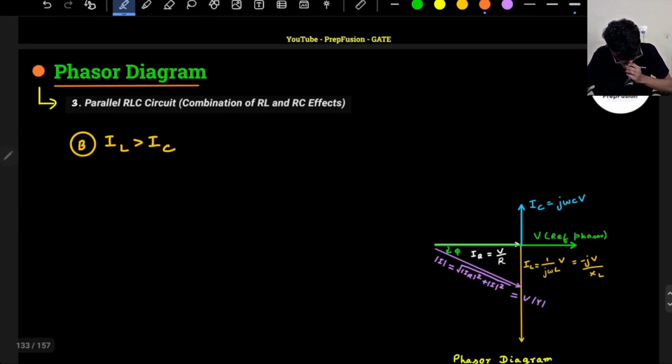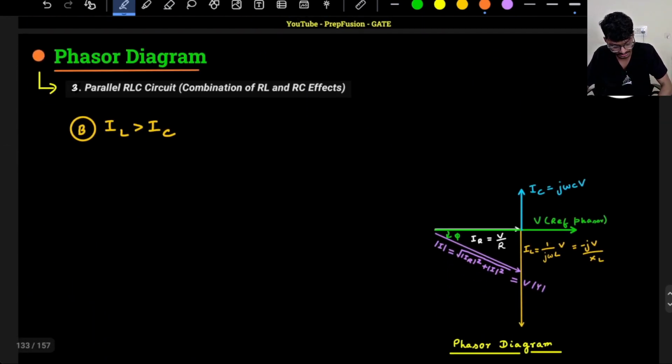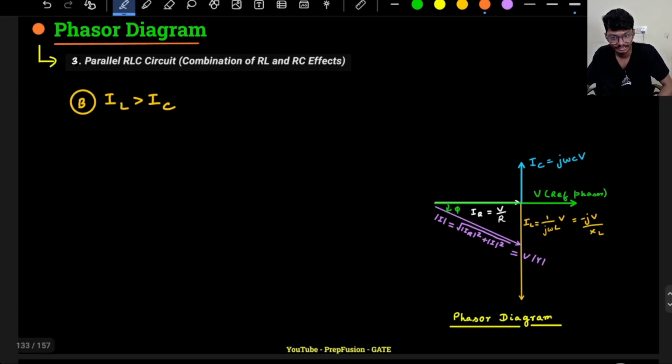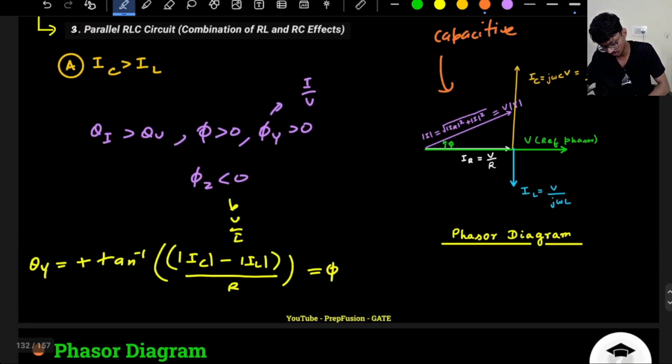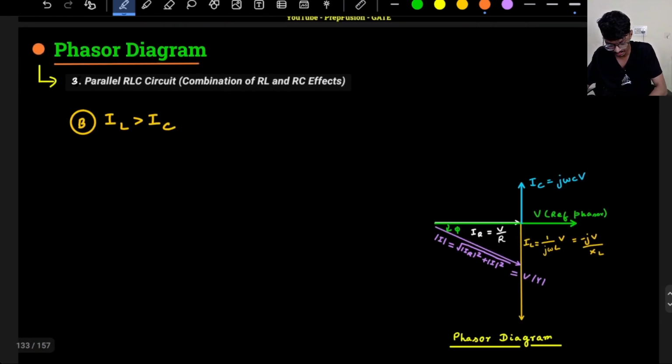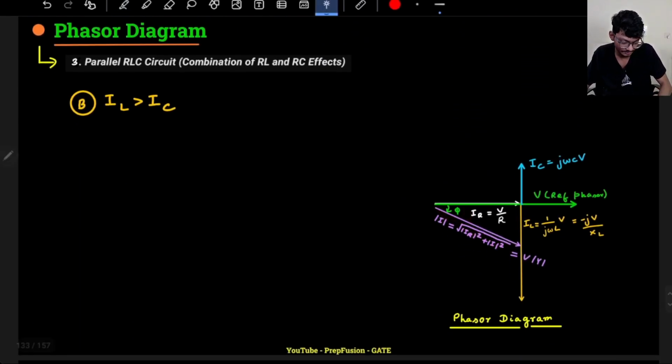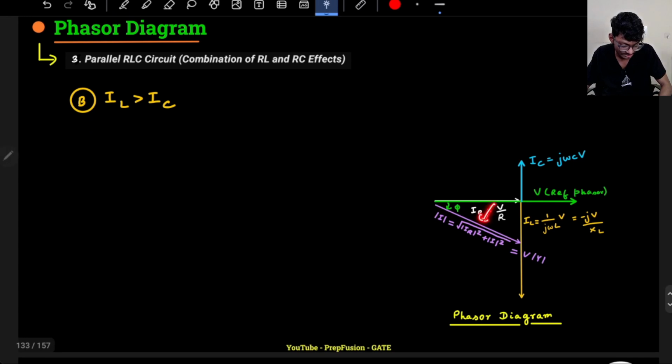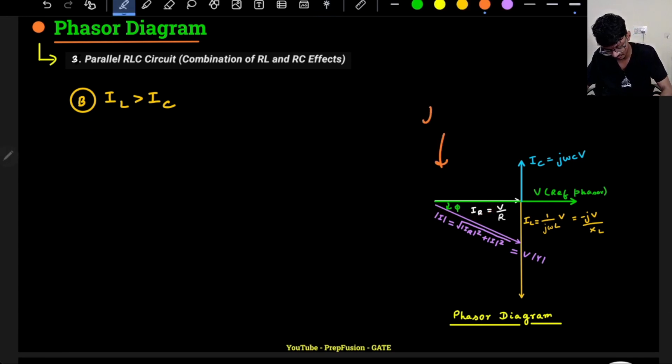What about here? Whenever I am talking about current, I am talking about the input current, the supply current. Here, if you see, your IL is more than IC. If IL is more than IC, then I am lagging. So my resultant current is lying somewhere here. That means my resultant current is lagging the voltage, so it will be a lagging behavior.